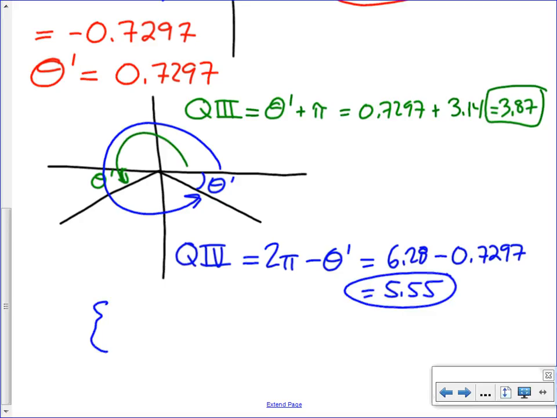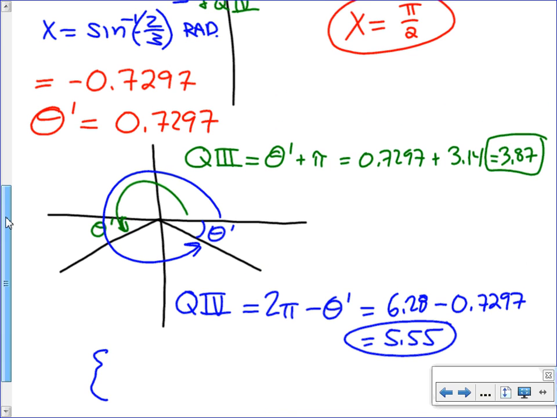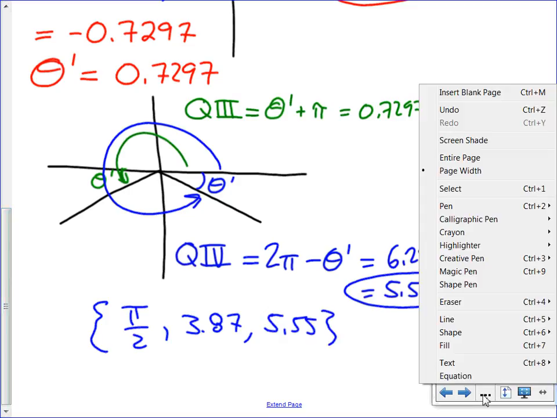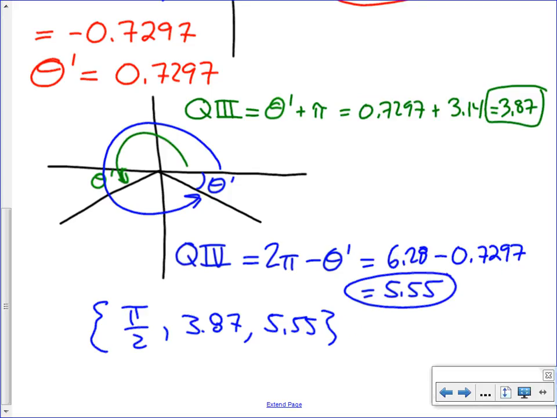Let me just bring this back. In set notation, the first answer was pi over 2, the second answer was 3.87, and the third answer was 5.55. If you just circle all your answers, it's fine, and they don't have to be in order.